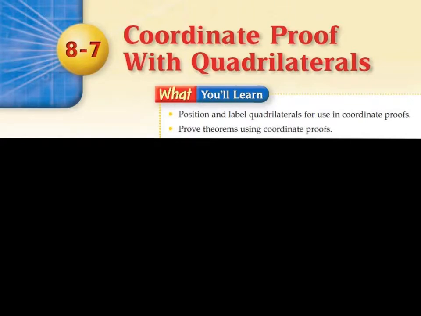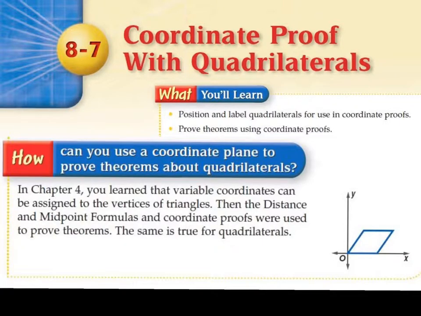The topic for Lesson 8.7 is coordinate proof with quadrilaterals. You'll learn to position and label quadrilaterals for use in coordinate proofs and prove theorems using coordinate proofs. How can you use a coordinate plane to prove theorems about quadrilaterals?